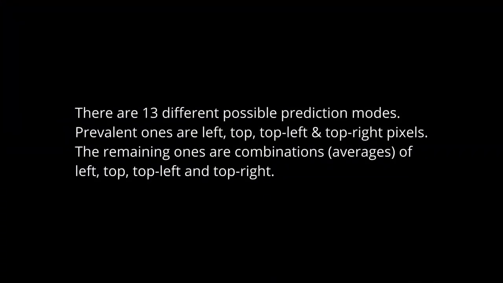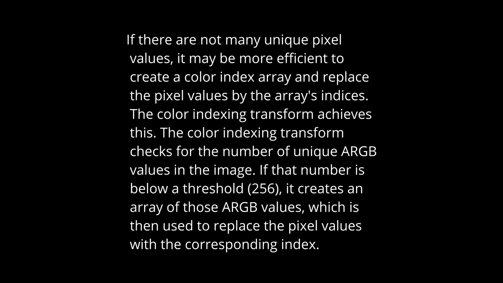Lossless WebP is a completely different codec. It uses various transform techniques, like predictor transform. It uses pixels already decoded in scanline order to predict the color of the next pixel. There are 13 different possible prediction strategies. Color indexing transform is used if there are not a lot of unique colors. If the number of colors is below a threshold, those colors are stored in a table and referenced by their indices.